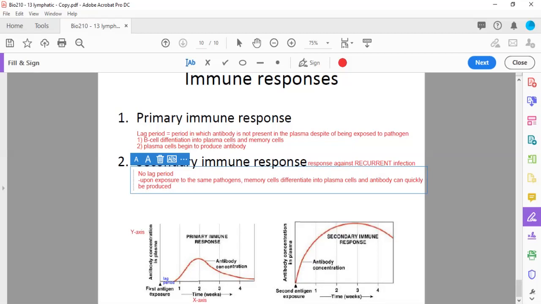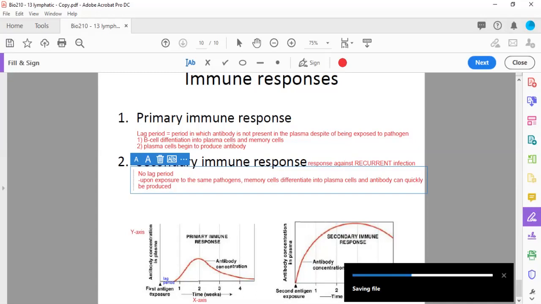So hopefully this gives you a very good understanding of the lymphatic system and the immune system. Keep in mind that the immune system is a subset of the lymphatic system. So take notes, write down your notes, and form questions and ask me questions during the Q&A session.